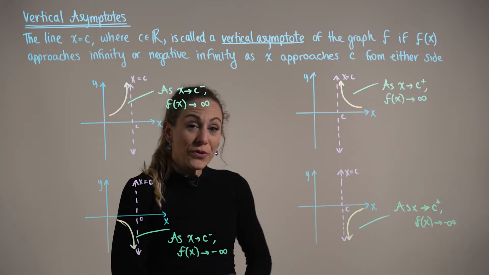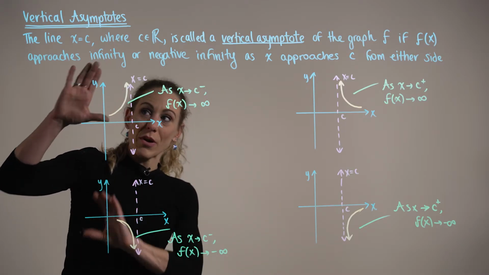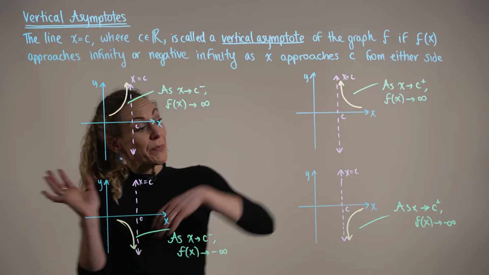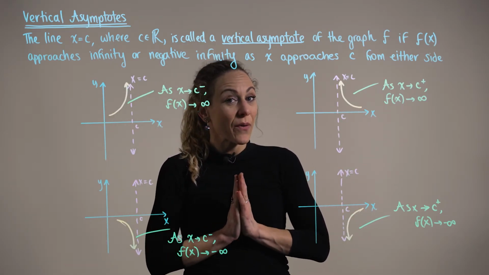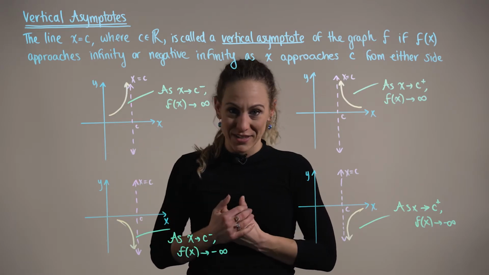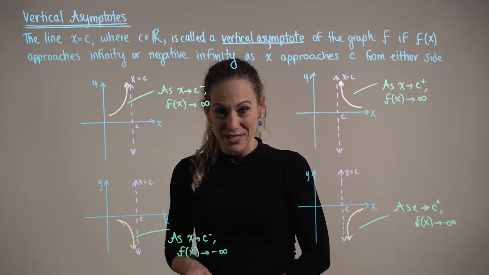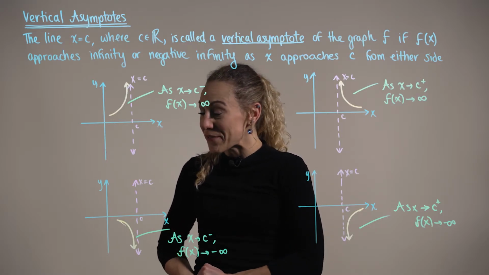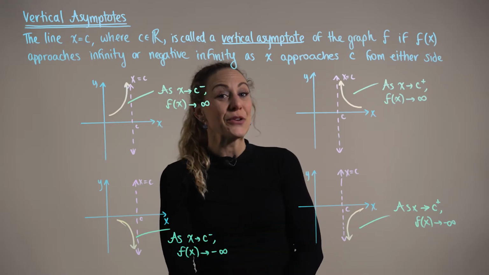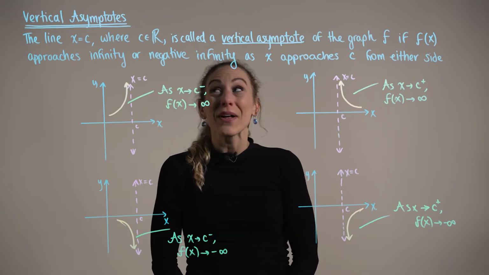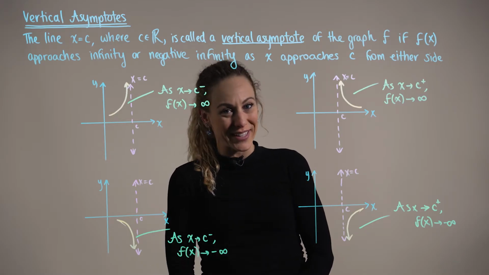So again, in order for x equals c to be a vertical asymptote, we need to have either one of these left-hand cases paired with either one of the right-hand cases. Now, how do we find these asymptotes algebraically? So in order to find the vertical asymptotes, we need to find the factors where the denominator is equal to 0, but the numerator is not. So let's go ahead now and look at some strategy for finding vertical asymptotes algebraically.